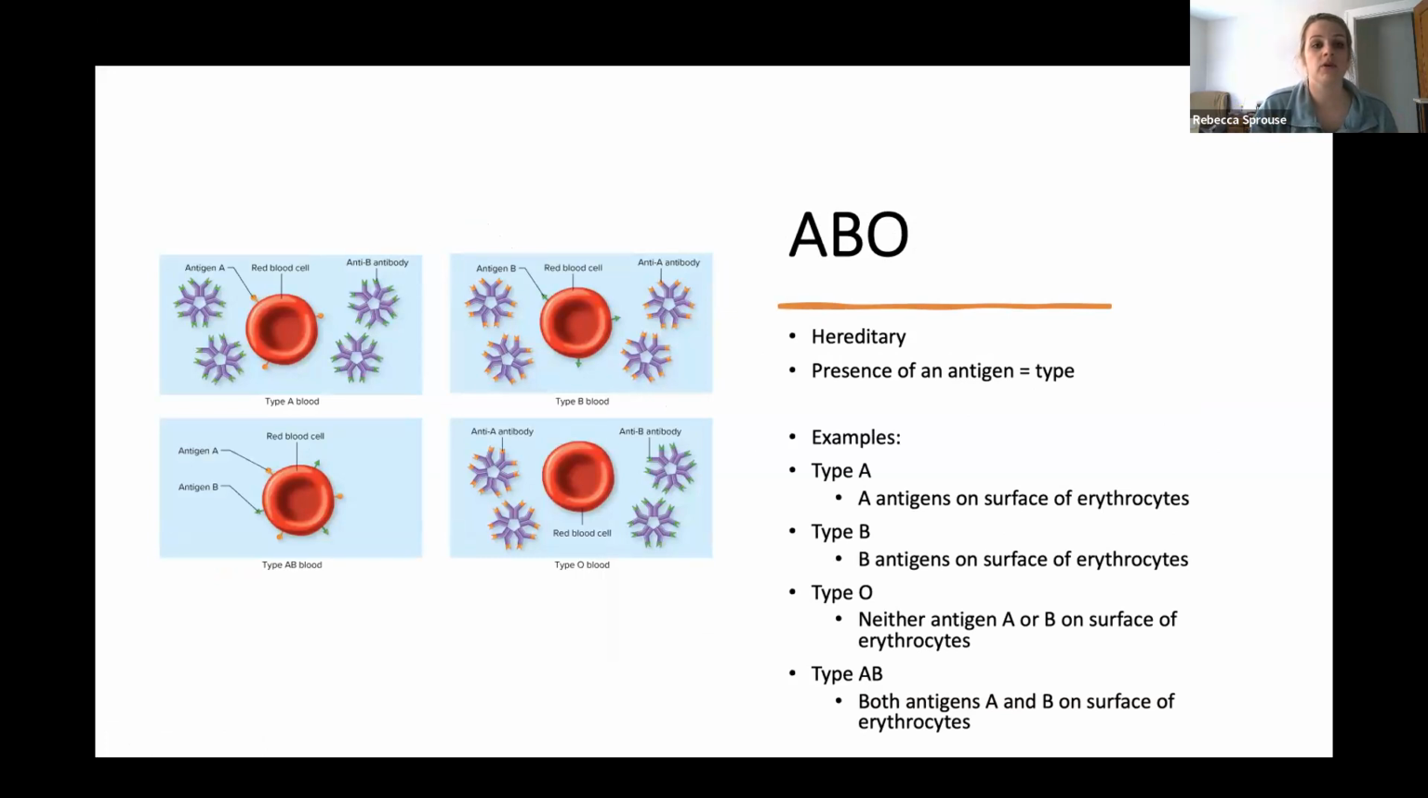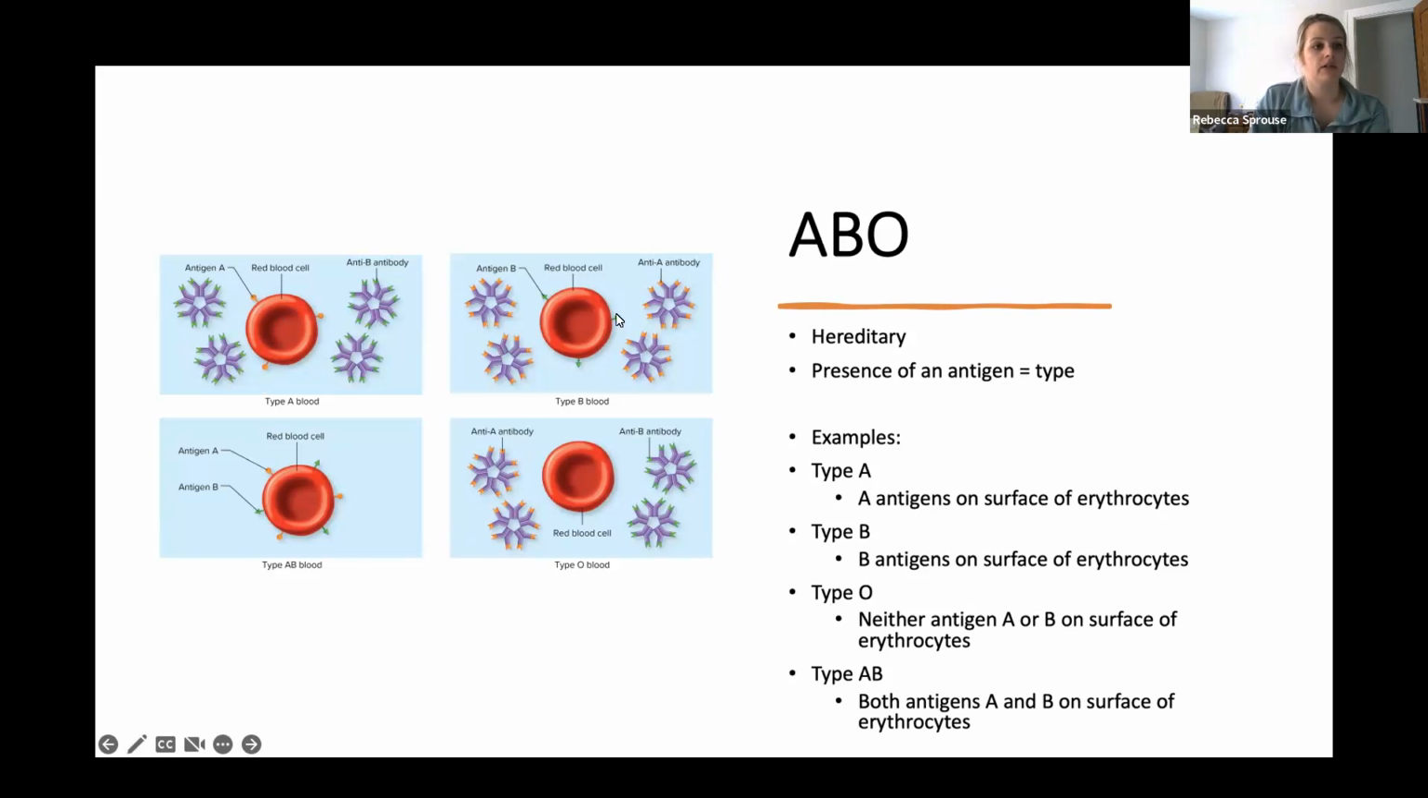And this is going to be indicated by the presence of an antigen on the surface of your red blood cells. So for example, here's type A. Here's a red blood cell, and see these little guys poking off the surface. They're little labels or little flags, I like to call them. Those are antigen A. So because this red blood cell has antigen A on its surface, we call this type A. Don't worry about these antibodies just yet.